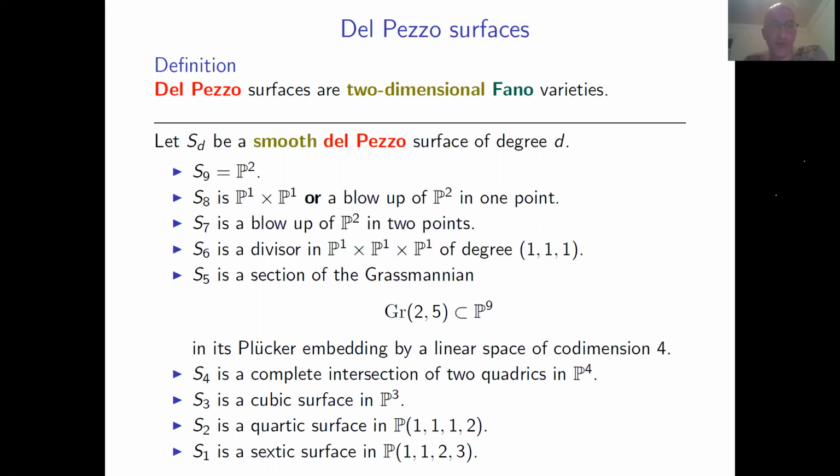And we have 4 complete intersections in weighted projective spaces. We have a sextic in P(1,1,2,3), and a quartic in P(1,1,1,2), sometimes called a quartic double plane. And then you have the most classical example, the cubic surface in P3, and the complete intersection of 2 quadrics in P4. All of these varieties are important. This is the complete classification of Del Pezzo surfaces. The small index is the degree.